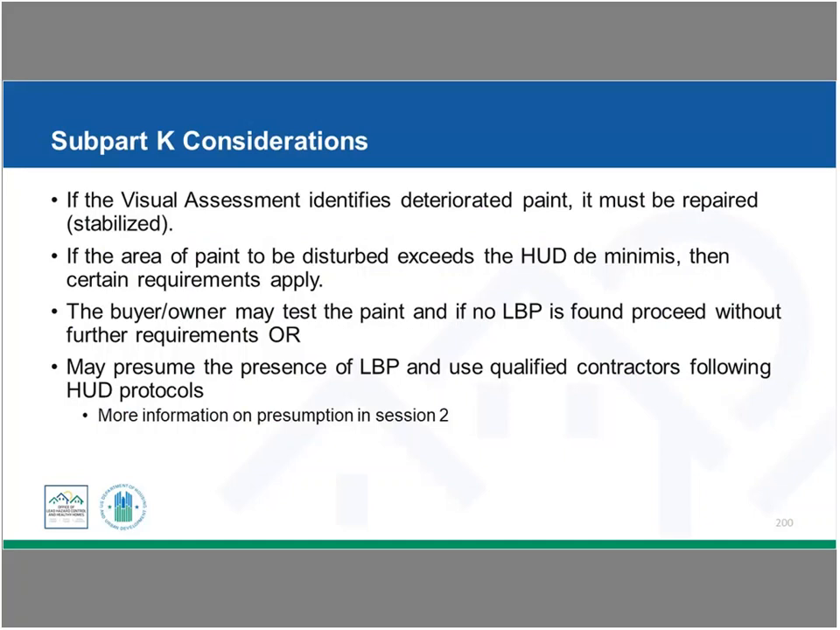The buyer or the owner always has the option to test the paint for lead-based paint. So remember, we're only doing a visual assessment, so we don't know if there's lead-based paint there or not. We just know whether the paint is deteriorated. But if I'm buying a unit and I actually want to test as a home buyer, I have the option to do that. Or if you're an owner of units, you can also test. You can always do something that's more prescriptive. And then you can also presume that there's lead, if you didn't want to test.